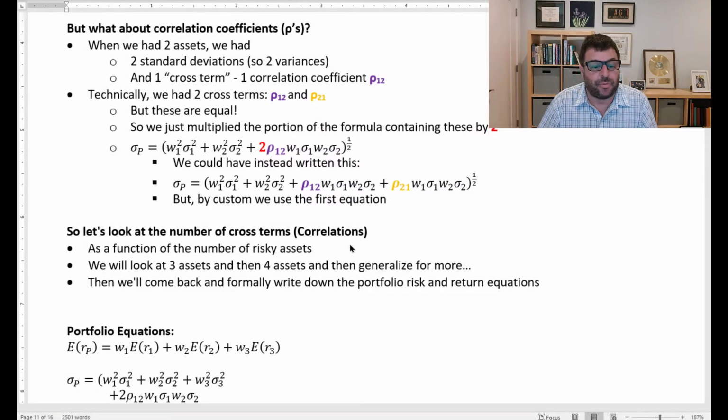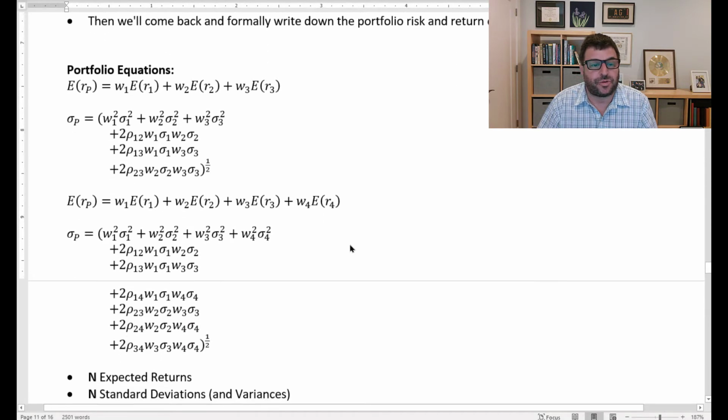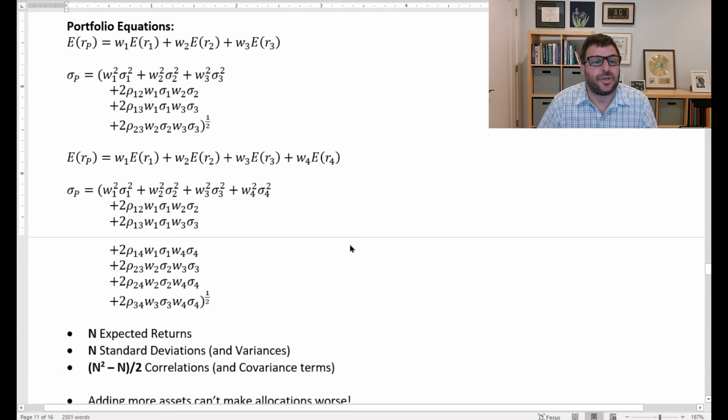We can now write down our portfolio equations for two assets or for more than two assets. So now I know that when I have three assets, the expected return of the portfolio is still the weighted average. It's the weight of 1 times the return of 1, the weight of 2 times the return of 2, and the weight of 3 times the return of 3. But my risk equation now has the 3 variance terms and the 3 cross terms, 1 with 2, 1 with 3, 2 with 3. And remember that I've doubled all of these to account for the fact that I have 2 of these, but only 3 unique.